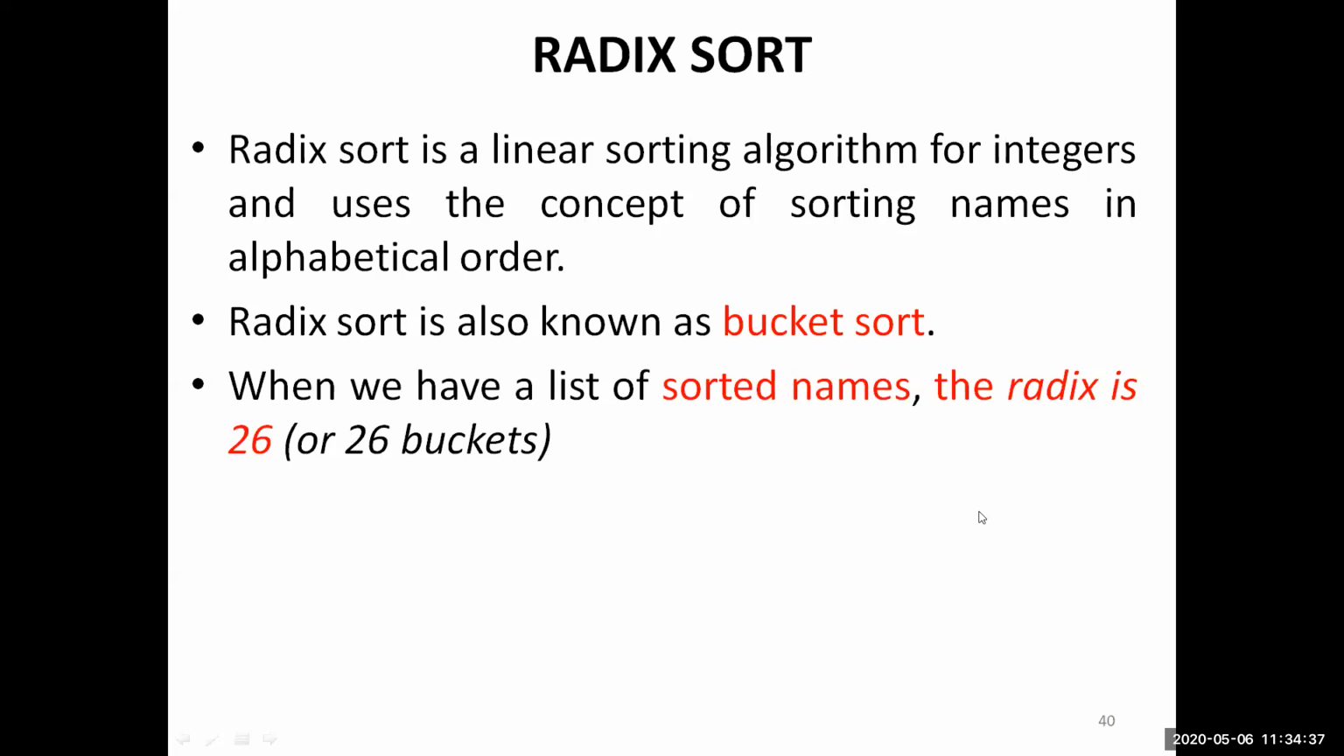When we have a list of sorted names, the radix is 26. Why is it 26 here? For example, if we are going to sort the student list in our class, say there are 135 students, and all items are in alphabets. The maximum number of alphabets is 26. That's why, to sort the alphabets, we require 26 buckets. The radix is 26. We'll see with an example.